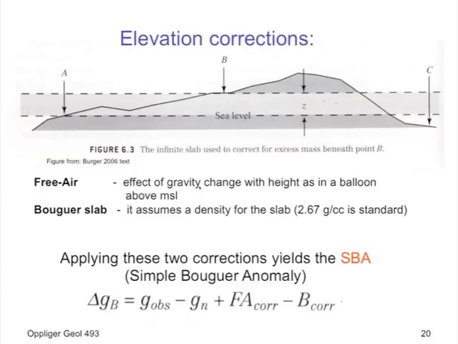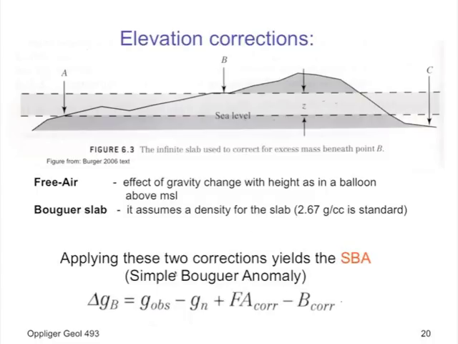So on this slide, the free air is added. We take our observed absolute acceleration, subtract the normal gravity, and if we're above the datum, we add the free air correction. The free air correction is positive if we're above the datum, and so it gets added. If we're below the datum, we're closer to the center of the Earth, and the measurement is greater than it would be at the datum. So in that case, the free air correction below the datum would be negative, so it would actually get subtracted.